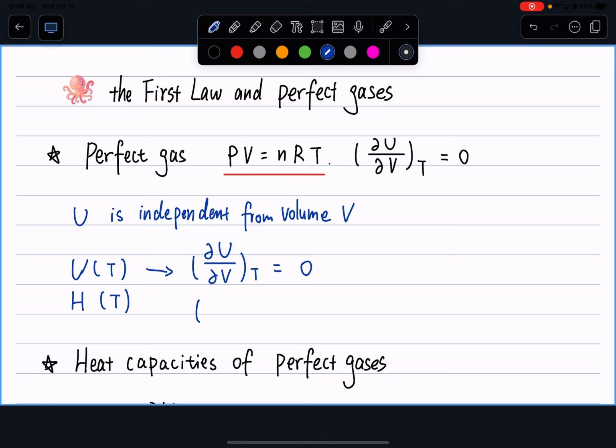And likewise, you can write that version for enthalpy. You have the partial derivative of H over P at constant T equals 0. The take-home message here is for ideal gases, your internal energy and enthalpy are only dependent on temperature. All right, so two take-home messages when we're talking about ideal gases: it's the ideal gas law, PV equals nRT, and then your internal energy and enthalpy are only dependent on temperature.